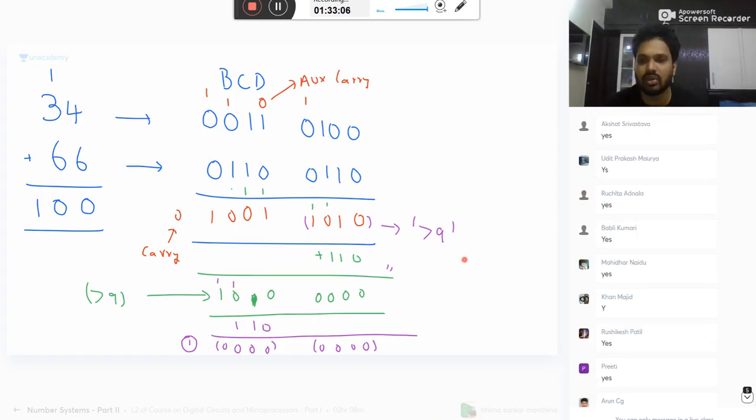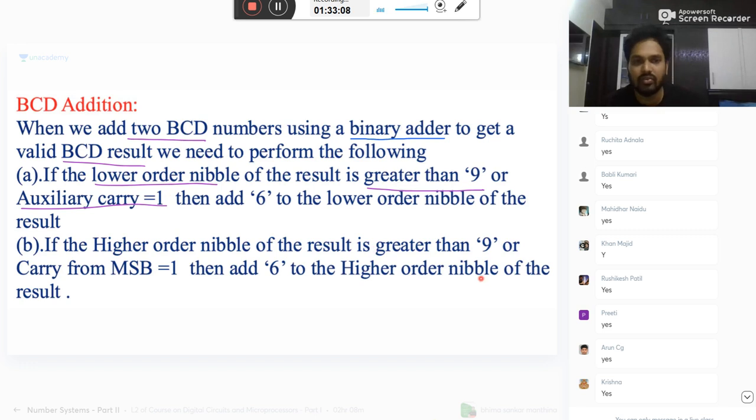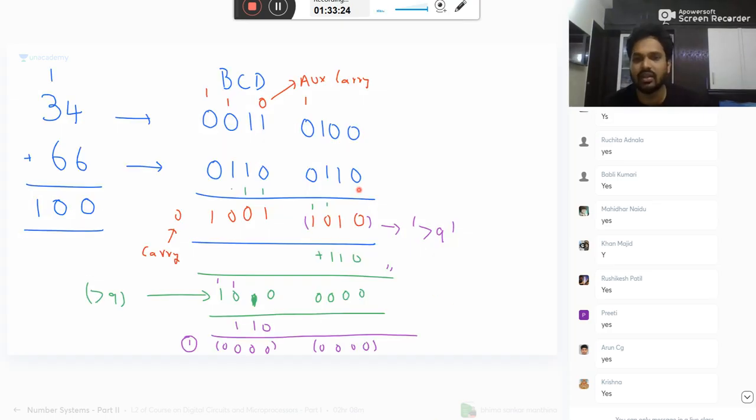So the rule is simple. Listen here. If the result is greater than 9 or auxiliary carry equals 1, add 6 to the lower nibble. If the higher order nibble is greater than 9 or carry from the MSB equals 1, add 6 to the higher nibble. A valid result should not have any 4 bits greater than 9. That is the required point.